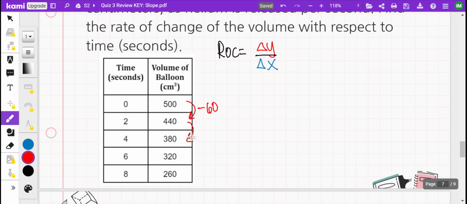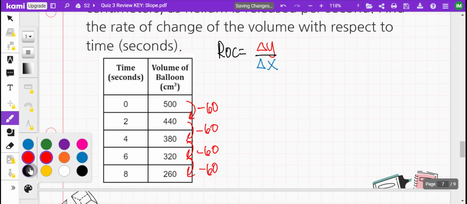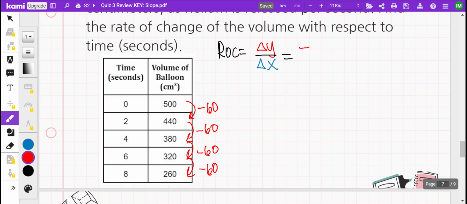From 440 to 380, again, minus 60. From 380 to 320, minus 60. And then from 320 to 260, again, minus 60. So since these are all the same, I can go ahead and write it down. My change in y is negative 60 cubic centimeters divided by the change in x.